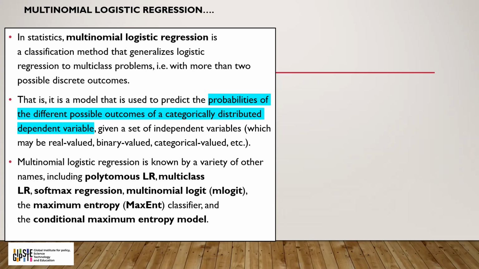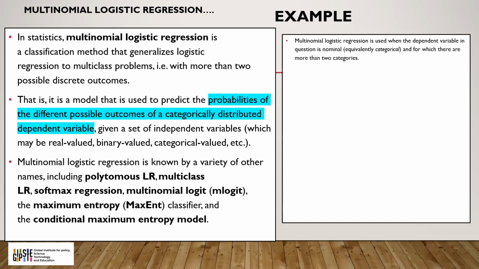Multinomial logistic regression is known by a variety of other names outside that of the nominal logistic regression. It's also known as polytomous logistic regression, multi-class logistic regression. We have the softmax regression, the multinomial logit or M-logit, the maximum entropy, that is a MaxEnt classifier, and we also have the conditional maximum entropy model. All these names can also be used to describe multinomial logistic regression in different textbooks.